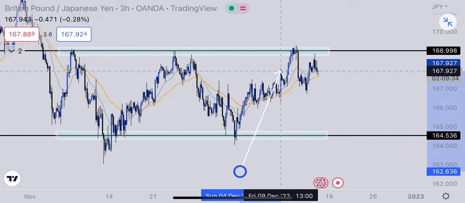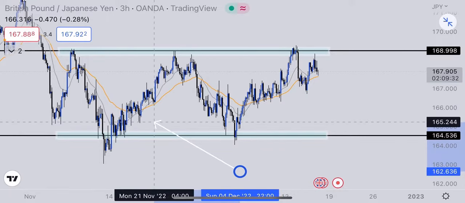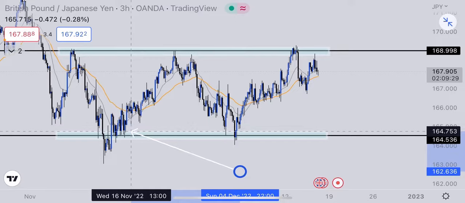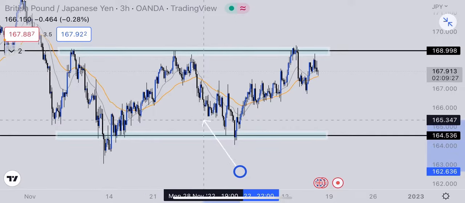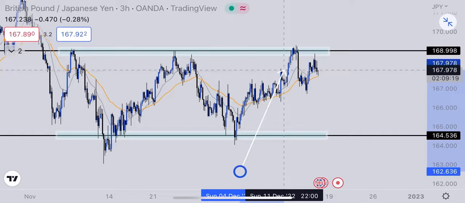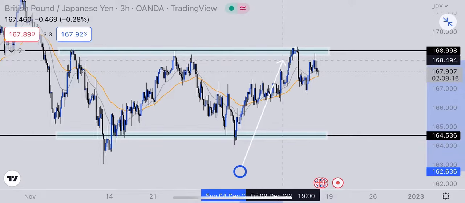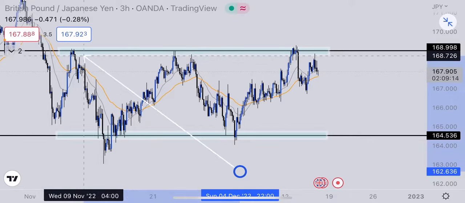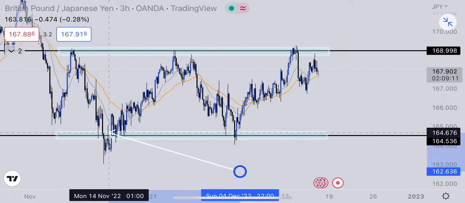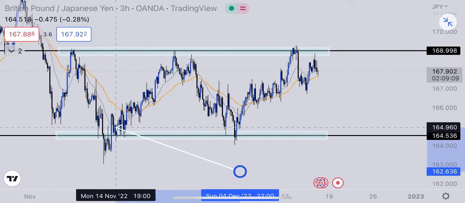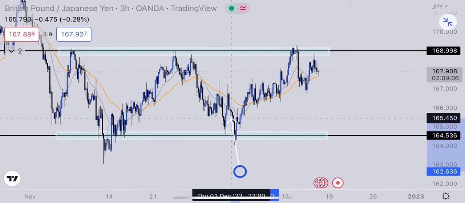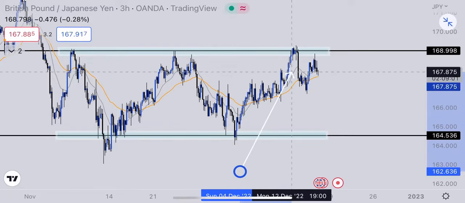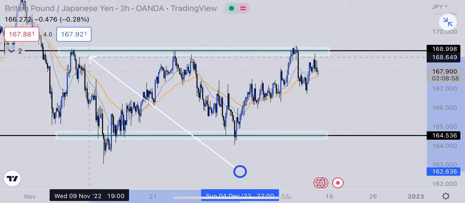So let me explain more on this. Support zones are like the floor of your house. It touches it multiple times without breaking it. This is like the flooring of the whole thing. While the resistance zone is like your roof. This is the ceiling of the market. That is how it works. It doesn't break it. As you can see, in our support zone we had multiple touches right here, and also in our resistance zone we had multiple touches right here.